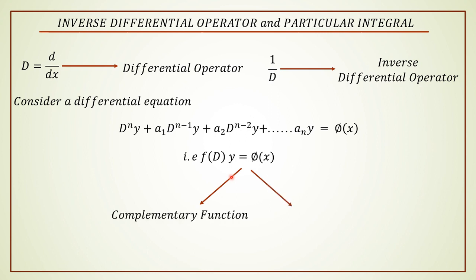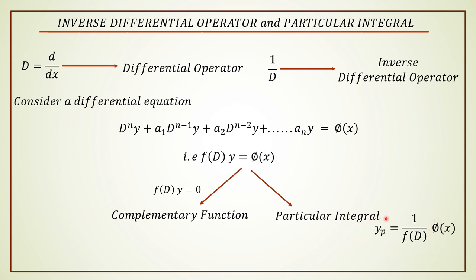The first solution is called the complementary function and the other solution the particular integral. As we are already familiar, the complementary function is nothing but the general solution of the corresponding homogeneous differential equation, right? Now the particular integral is a solution obtained by operating the inverse differential operator 1 by f of D on phi of x.